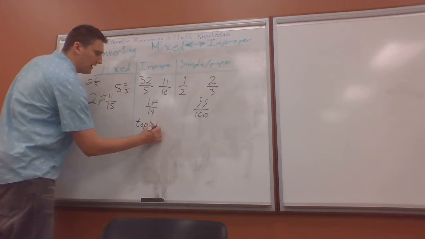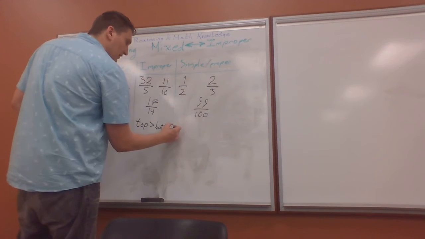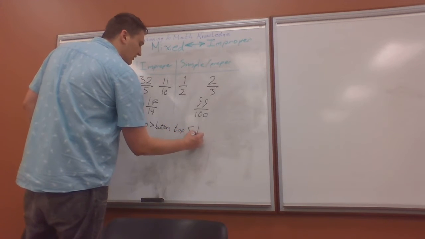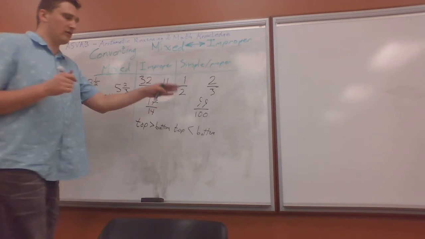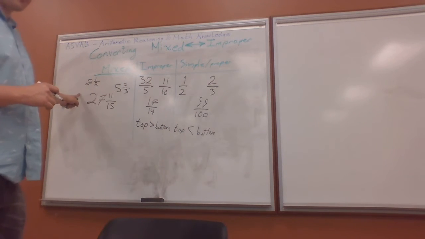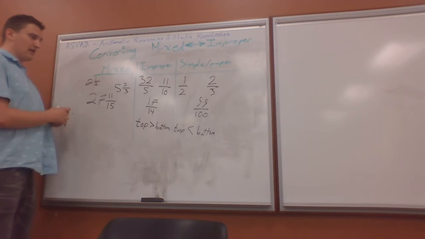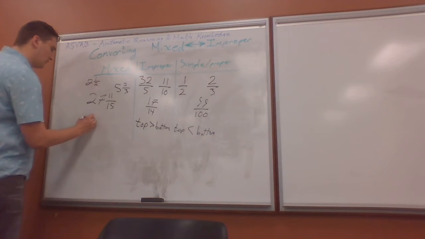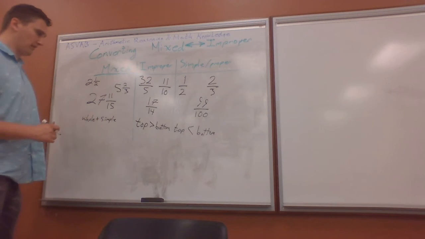So the top is bigger than the bottom. That's what they have in common. Simple or proper, the top is smaller than the bottom. So a true part to the whole there. Mixed fractions are always a combination of a whole and a simple fraction. So it's a whole plus a simple, or a true fractional part.